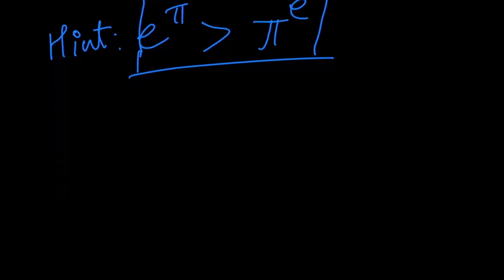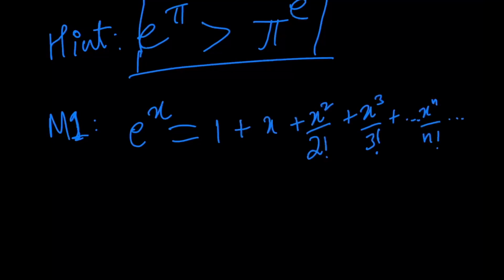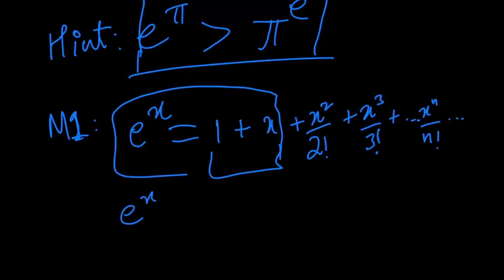The first method actually includes expansions, and I guess it's kind of obvious once you start thinking about expansions, but the one used is e to the power x. And so the expansion for this e to the power x is this, right? The trick over here is to just consider 1 plus x and compare it. And so we know that e to the x is always going to be greater than 1 plus x, right?